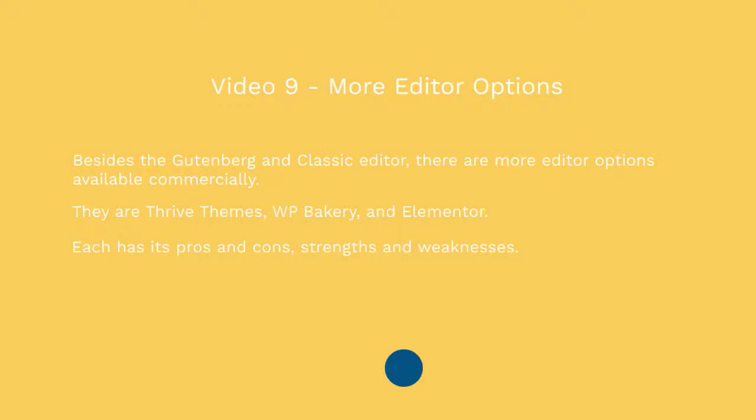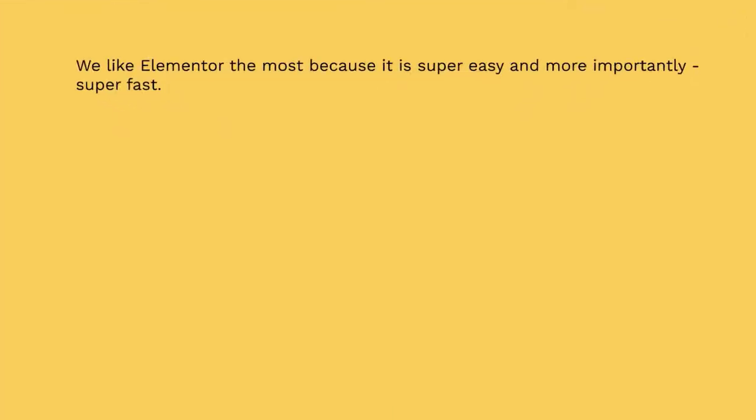So you saw Gutenberg. Most of these are very similar to Gutenberg and they utilize blocks, but they just look a lot nicer and they have a lot more options. So that's really the main difference. We like Elementor the most because it's super easy and more importantly, super fast.